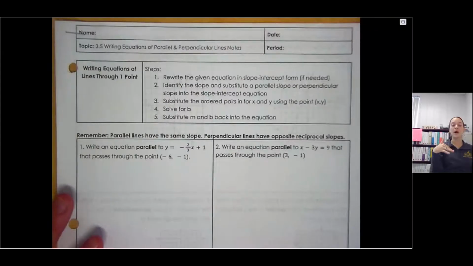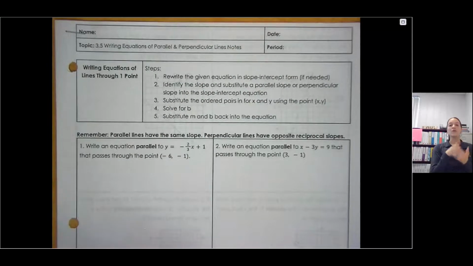Perpendicular lines that go through a point on the graph, okay? So we're gonna follow these 5 steps every time that we do a problem like this, no matter what. Step 1, we're going to rewrite the equation in slope-intercept form if needed. If it's already given to us in that nice form, we don't have to do any work. Step 2, we're gonna identify the slope and substitute in either a parallel or perpendicular slope, depending on the question.